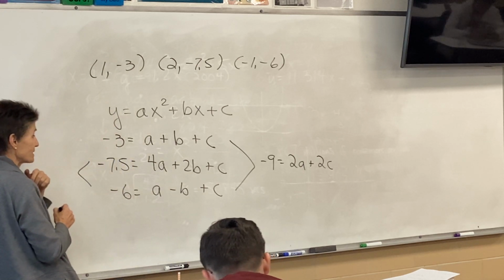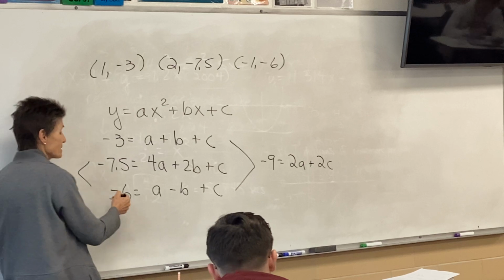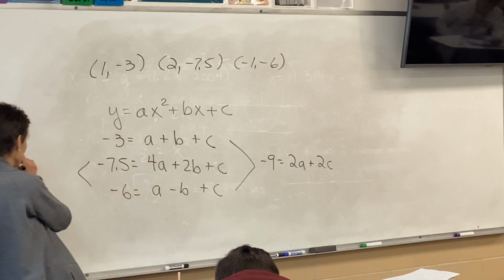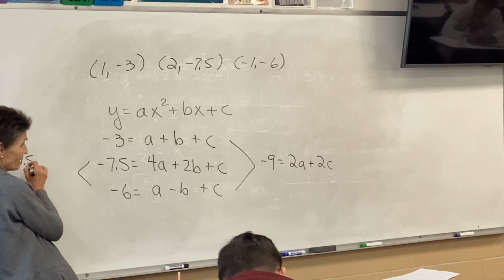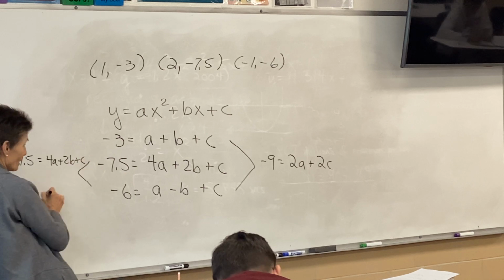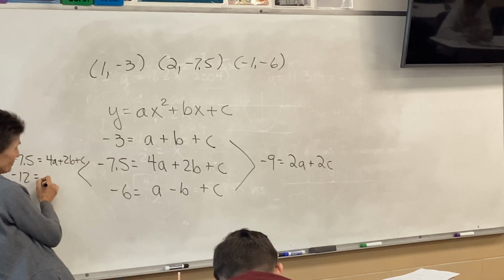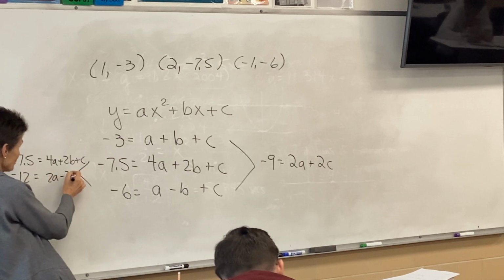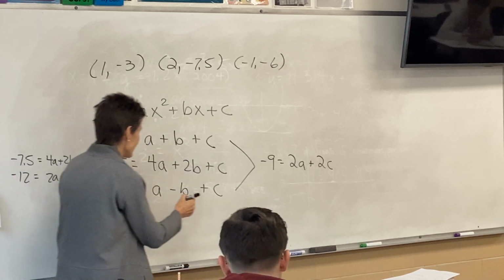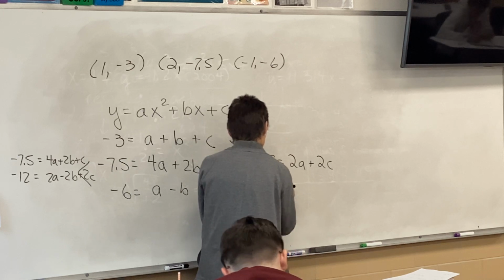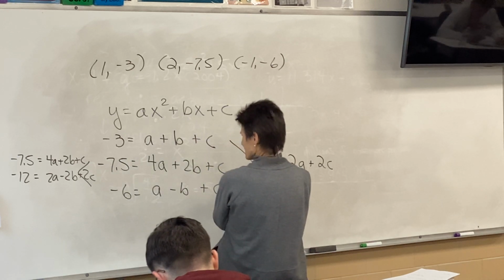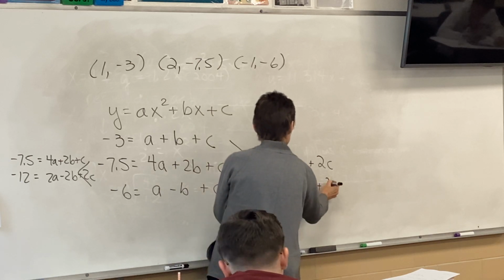Now, it's not going to be quite as easy this time, because to eliminate the b's, he's going to have to multiply the bottom one by 2. So negative 12, 2a minus 2b plus 2c. Okay, so if I did that right, I got negative 19.5 equals 6a plus 3c.